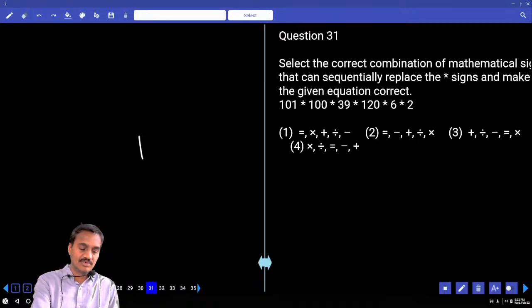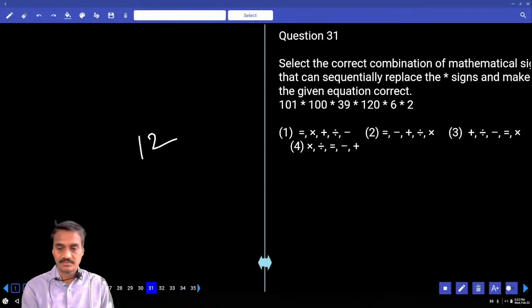Now paper number 12, CGL Tier-II. In this question numbers 31 onwards, let's start with question number 31. Tell me what is the answer to this one, the 31st.